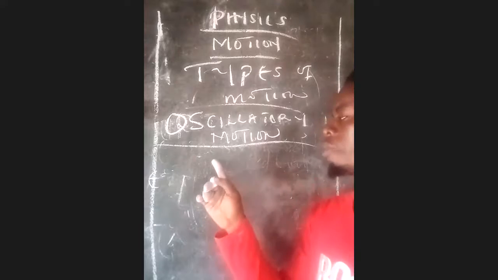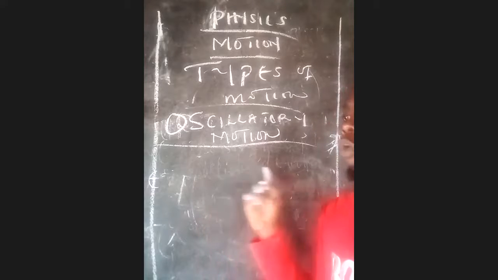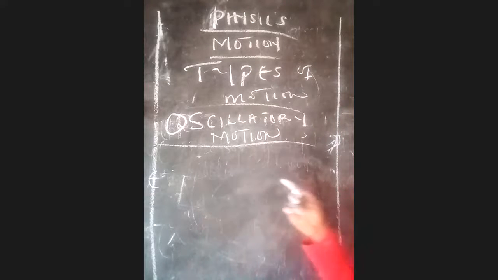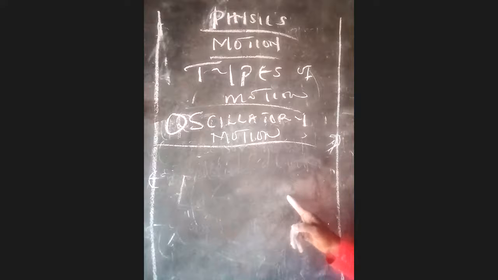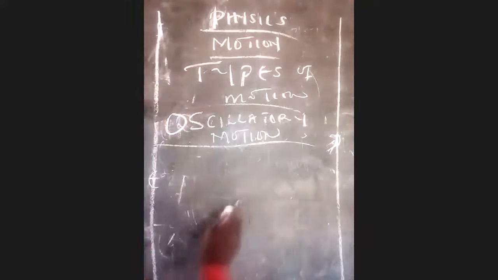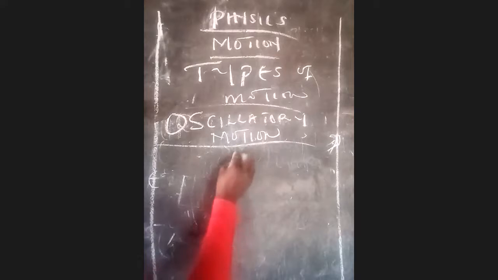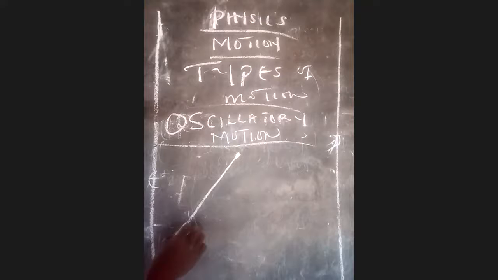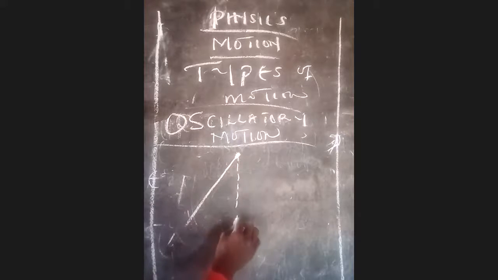An oscillatory motion is a to and fro movement of a body about a fixed point. What are we trying to explain here? Something like this.